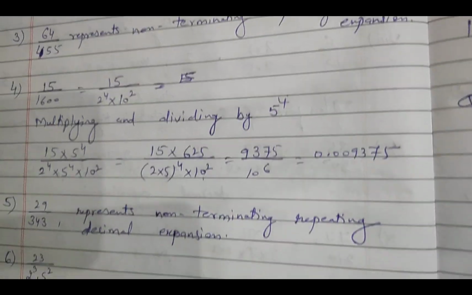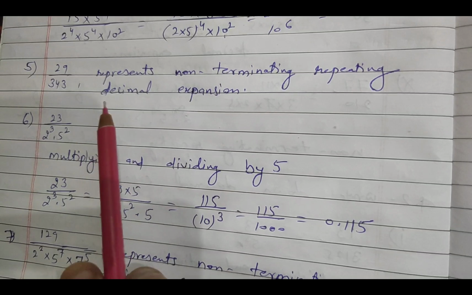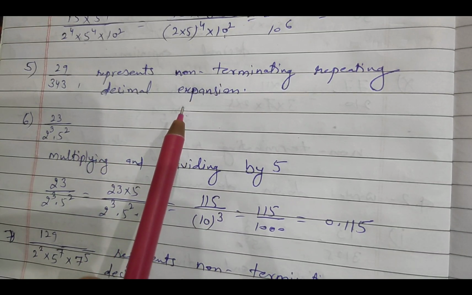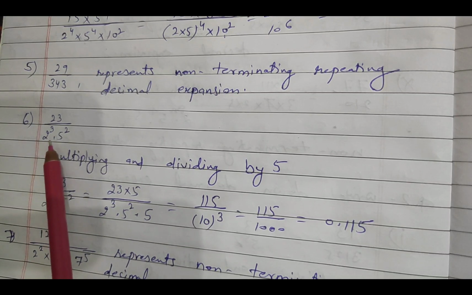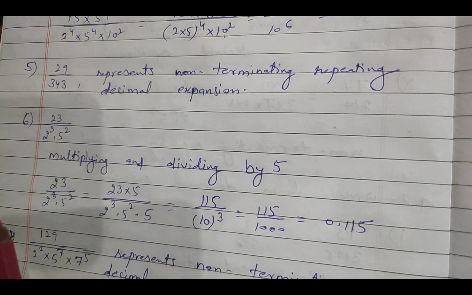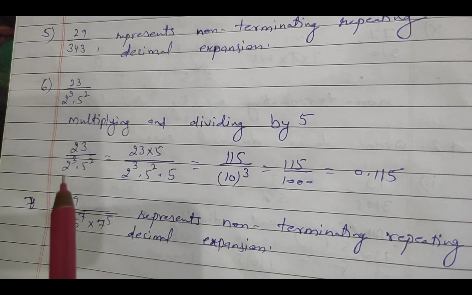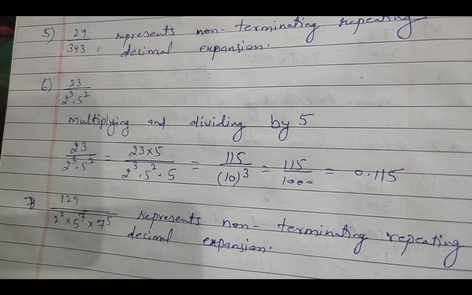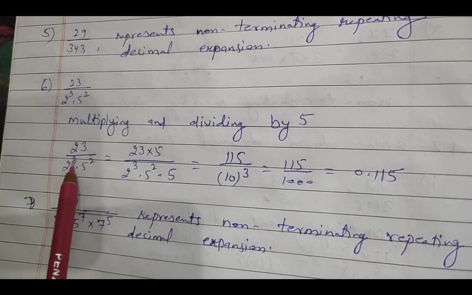Now question number 5. It was a non-terminating repeating decimal expansion. We have seen in question number 1. Question number 6. 2 raised to power 3 is there and 5 raised to power 2 is there. Now in this type of question where 2 and 5 both are there, what will you do? You will check the bigger exponent, the bigger power. So it is 2 raised to power 3.